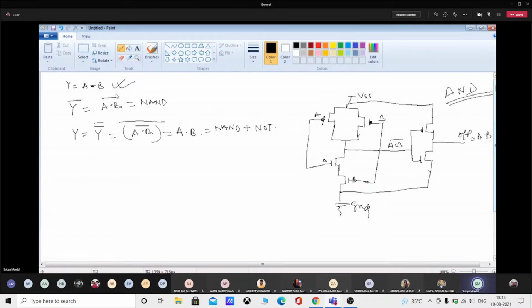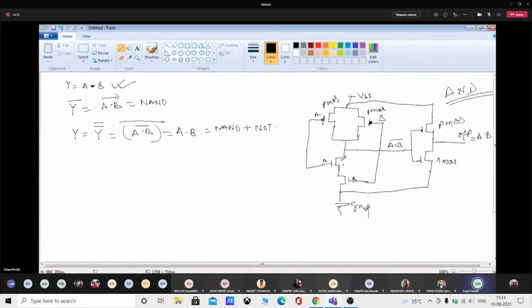Any doubt? Anyone? Ma'am, have you given a bubble in the inverter? Yes, see. Can you see this one? And in the second one? No bubble is there, beta. It is NMOS, so no bubble is there. This is PMOS, so a bubble is there. These are the PMOS. This is also a PMOS.